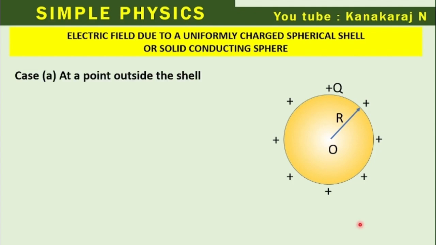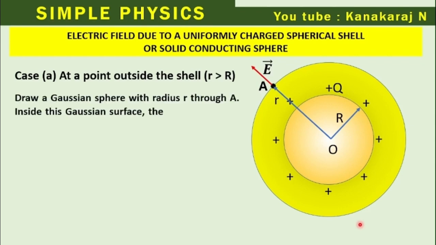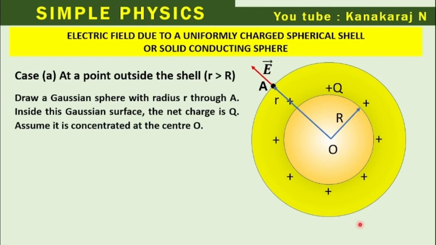Case 1. At a point outside the shell, small r is greater than capital R. A is a point outside the shell which is at a distance small r. A Gaussian surface is being considered. The surface of the Gaussian sphere passes through the point A. At all points on this Gaussian surface, the electric field is perpendicular to the surface. Draw a Gaussian sphere with radius r through A. Inside this Gaussian surface, the net charge is q. Assume it is concentrated at the center O.